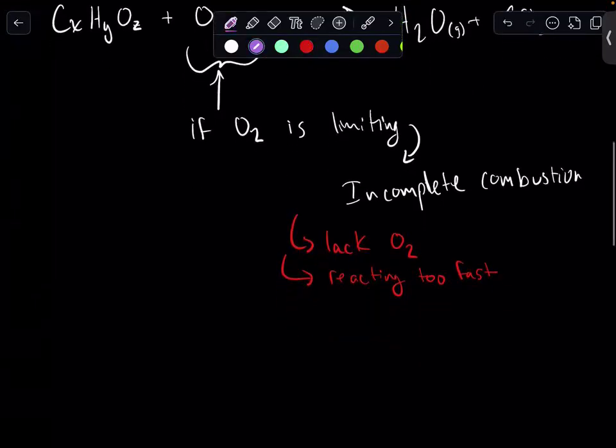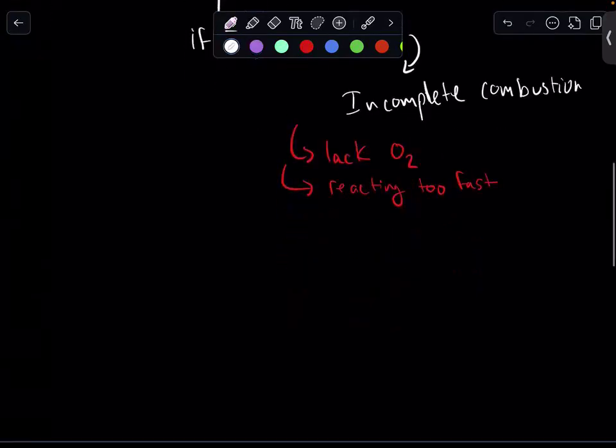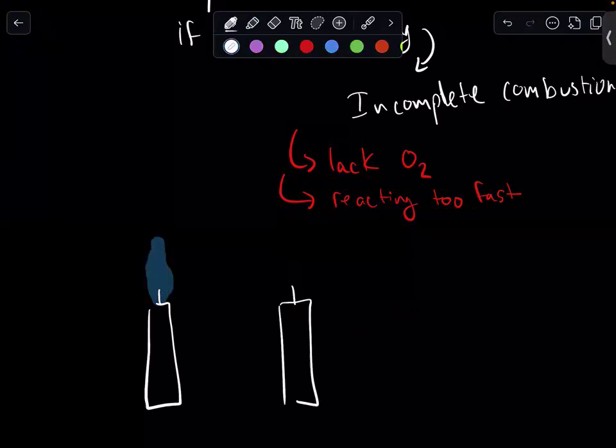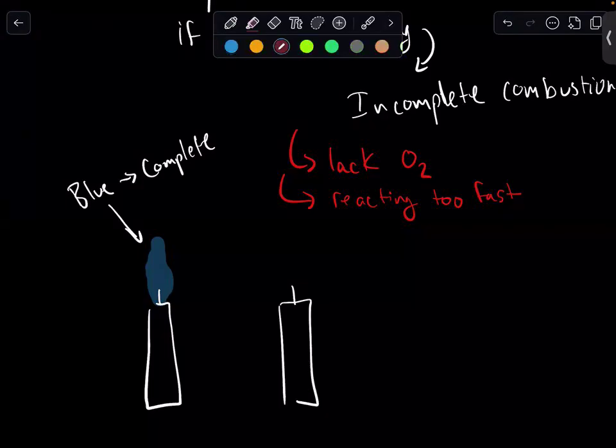A couple signs of incomplete combustion is generally when you have a flame. So we're going to do two candles. If you have perfect combustion, you actually tend to have a blue flame. I like to think of this as like if anyone's seen Avatar: The Last Airbender, Azula is so good at firebending that her flame is blue because she has complete combustion. She is so perfect at it. Meanwhile, the rest of the firebenders who aren't these prodigies tend to have red flame or orange flame. And usually that signifies that this is actually incomplete combustion.